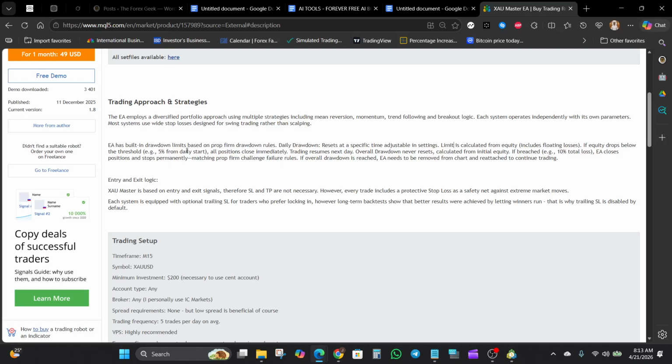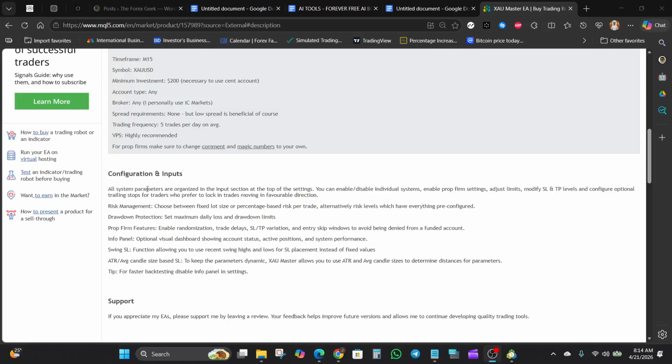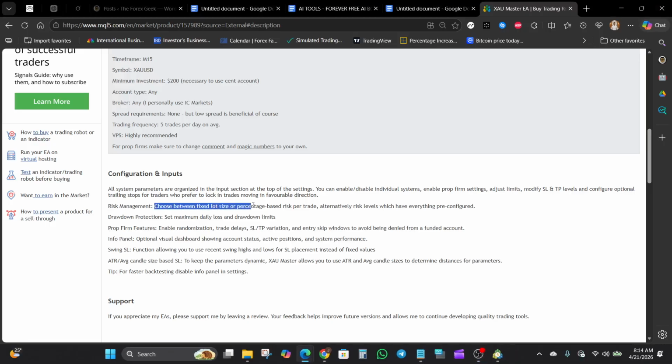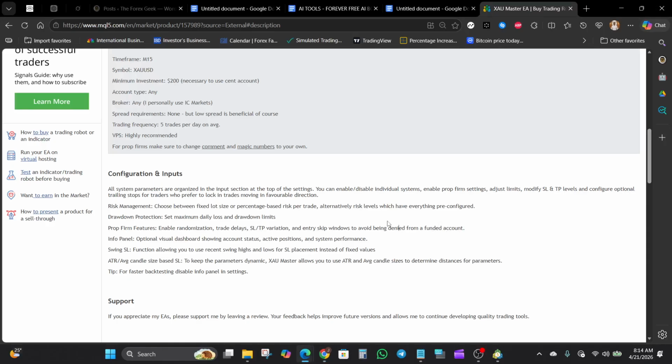Now, there are also options for fixed lot size or percentage based risk. We can see that down here under the configuration and inputs, right? For the risk management, you can actually choose between a fixed lot size or percentage based risk per trade. Alternatively, risk levels which have everything pre-configured. All right, so there are predefined risk levels and dynamic stop loss options like the ATR based or swing based stops.